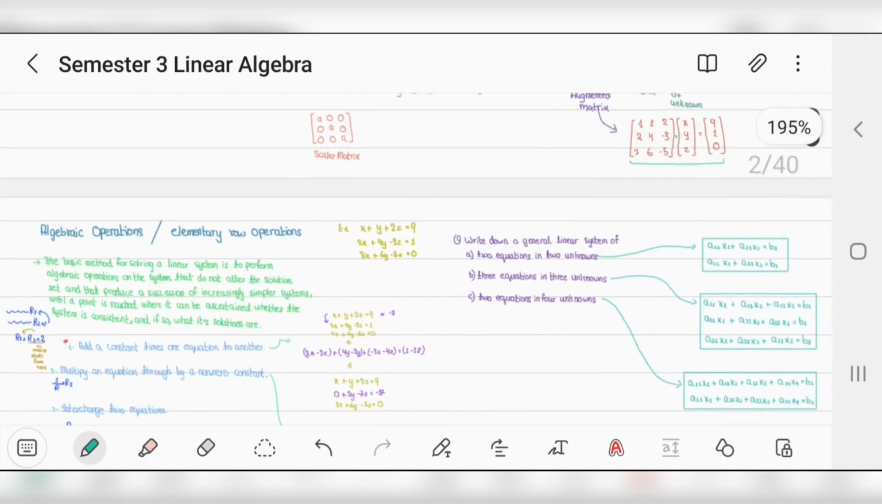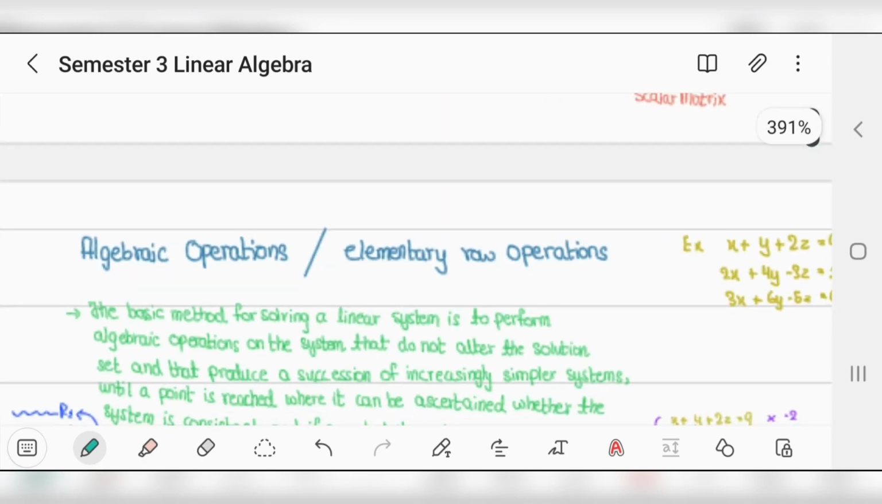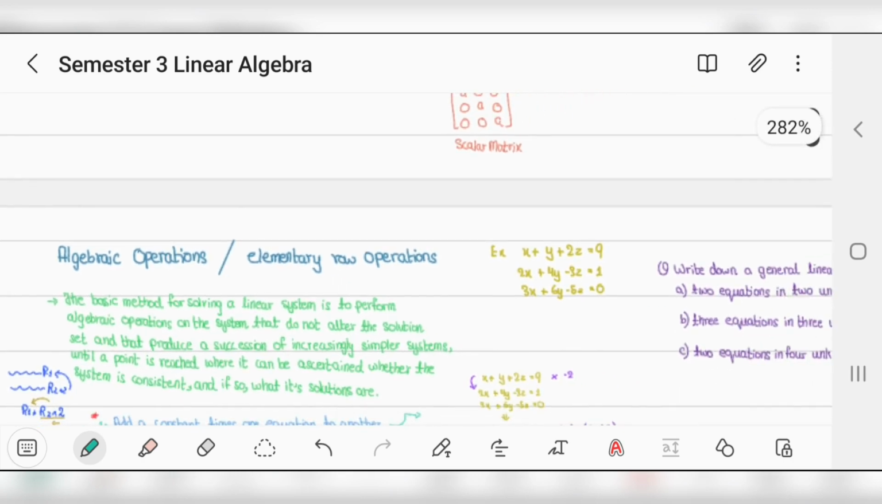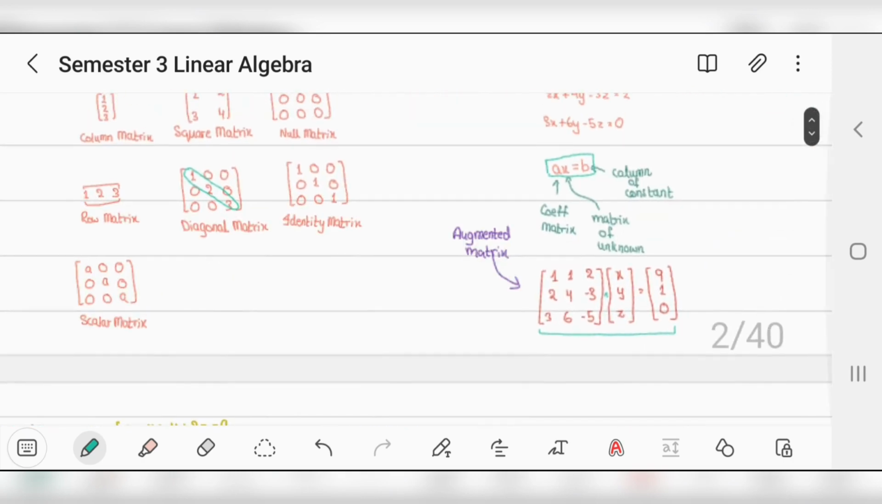Next, we need to understand algebraic operations and elementary row operations. Okay, we try after converting this in the form of matrices. Now we need to find the solution. What is the solution of this? How am I going to find it out?